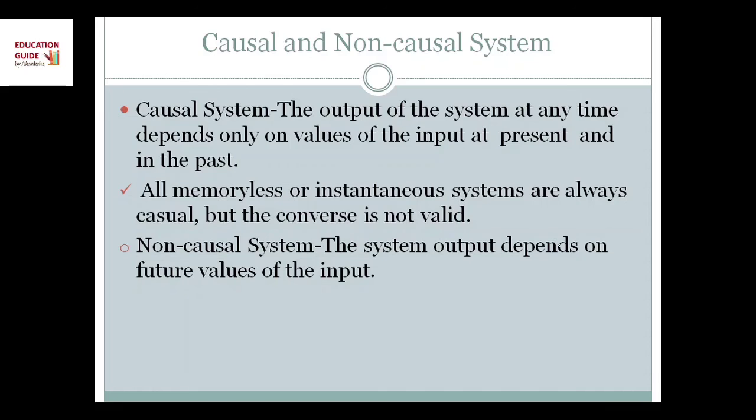Next property is causal and non-causal system. Causal system: the output of the system at any time depends only on the values of the input at present and in the past. All memoryless or instantaneous systems are always causal, but the converse is not valid. Non-causal system: the system output depends on future values of the input. These are some examples.